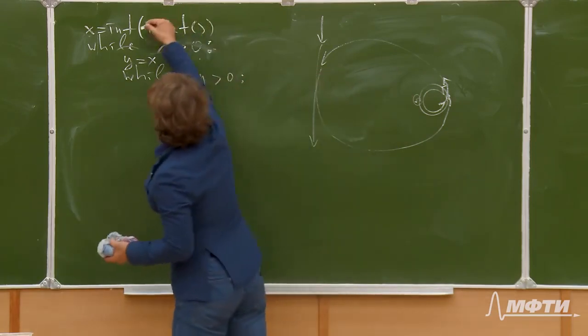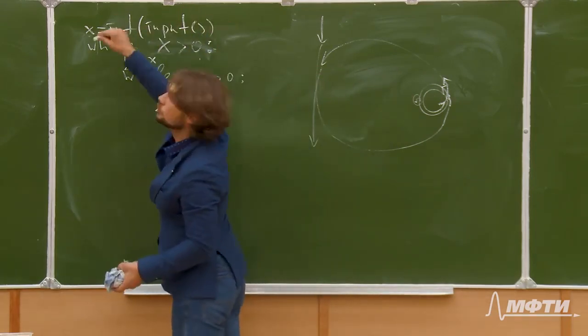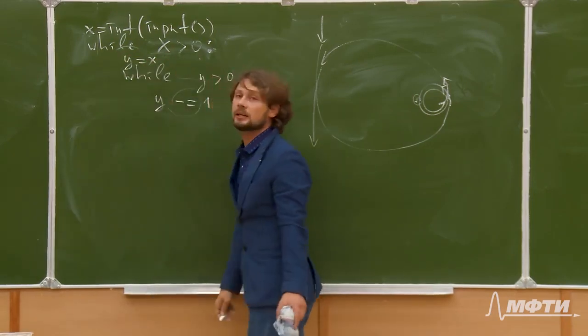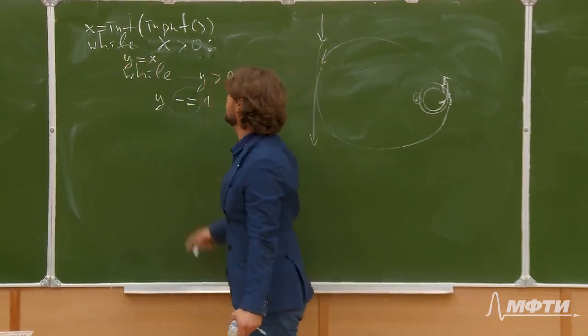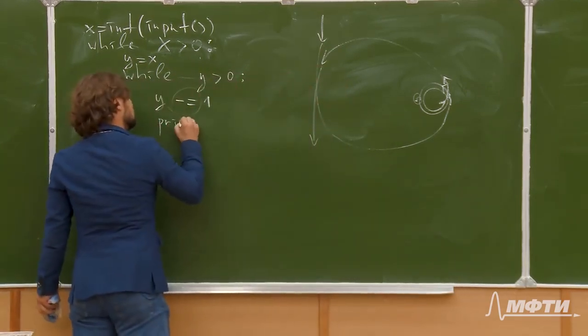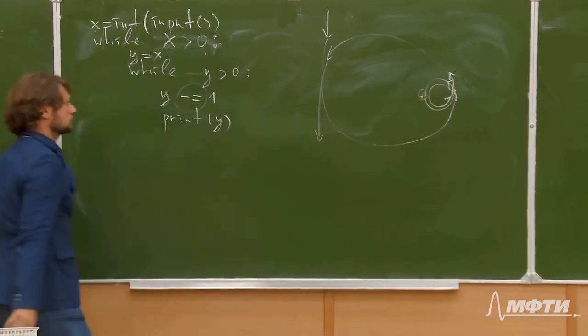I read a string from the keyboard, transform it into an integer, and put it into x. While x is positive, I copy x to y. While y is positive, I reduce y and print y.